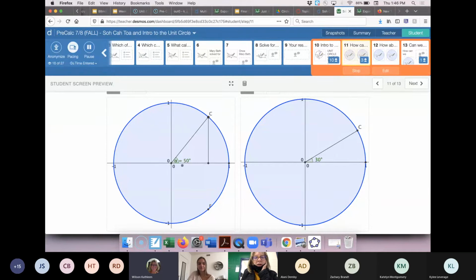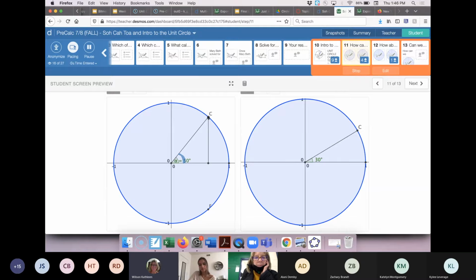I would say point C is at an angle of rotation of 50 degrees. I want to use this vocabulary. It's at an angle of rotation of 50 degrees, so it went from here to here. When we use the angle of rotation, it's always the central angle, the angle at the origin. So how can we figure out what point C's coordinates are?